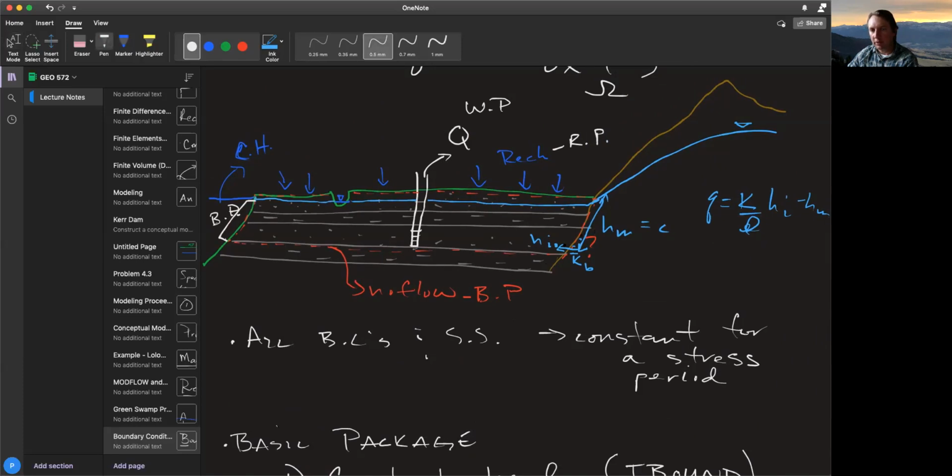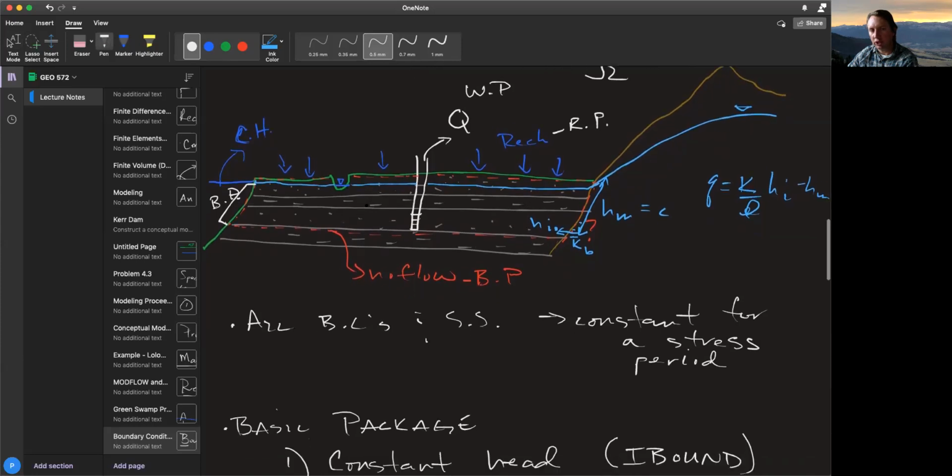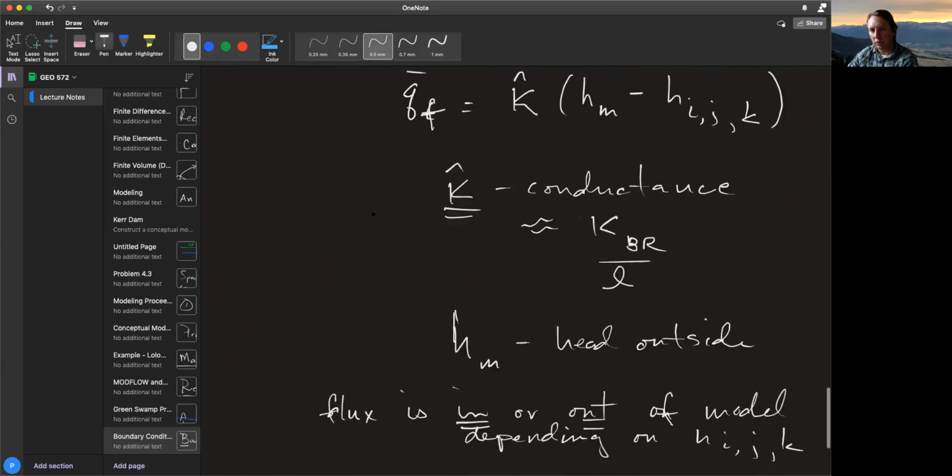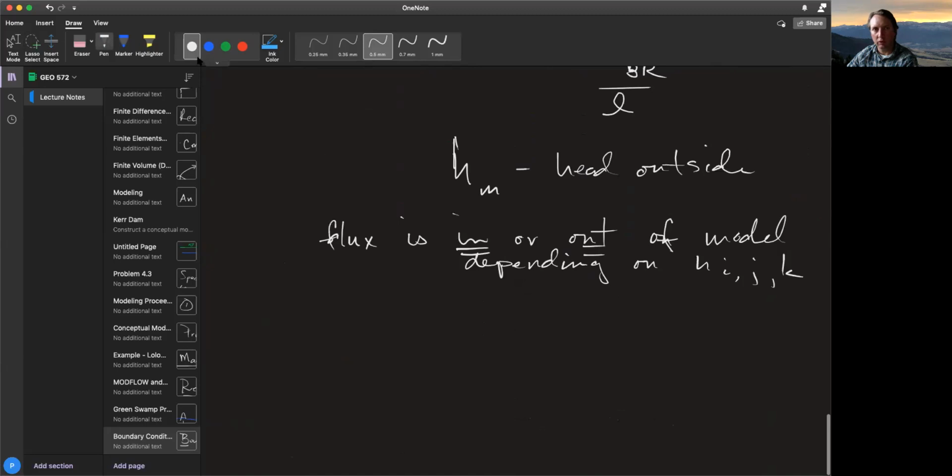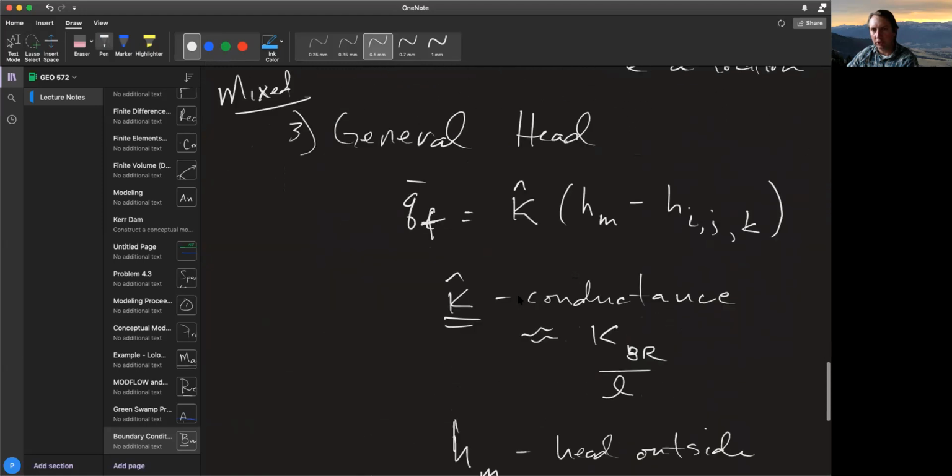So I've got this boundary, this boundary, this boundary. Now I've got a channel here, and there's a couple of ways I can conceptualize this channel. The first one we'll talk about is the river package. The river package is basically an areal adaptation of the general head package.